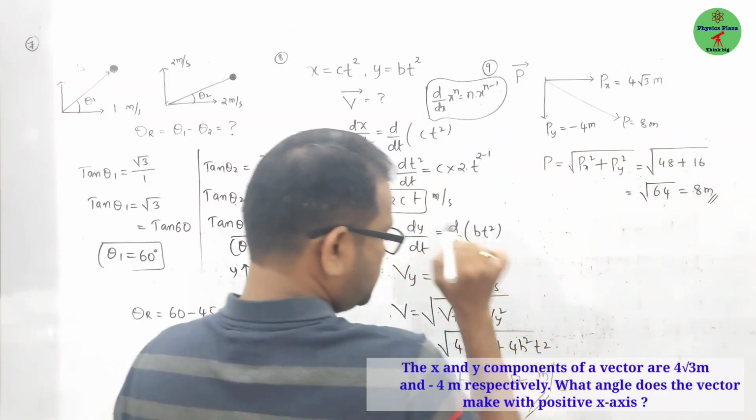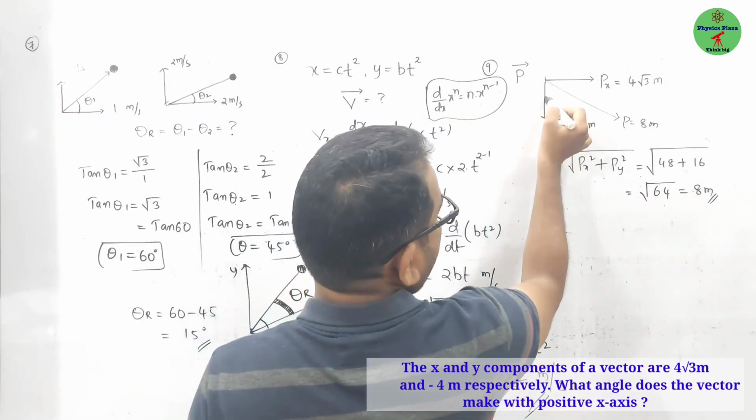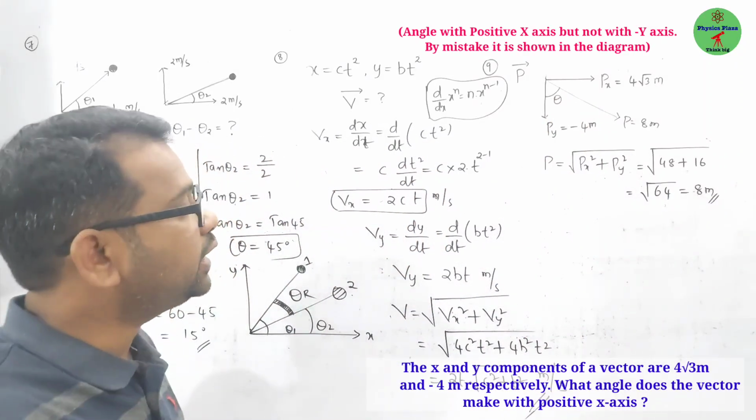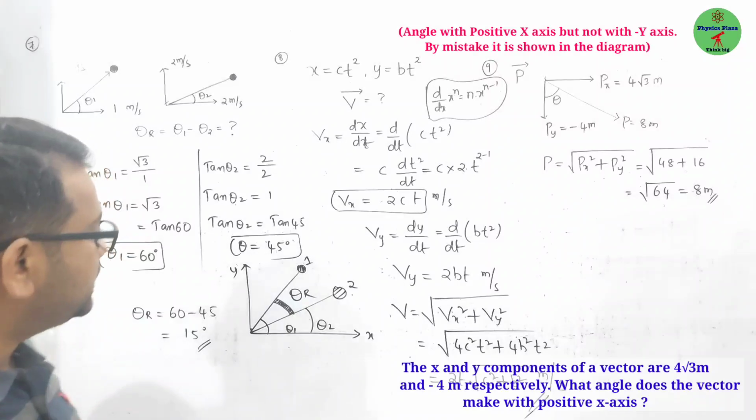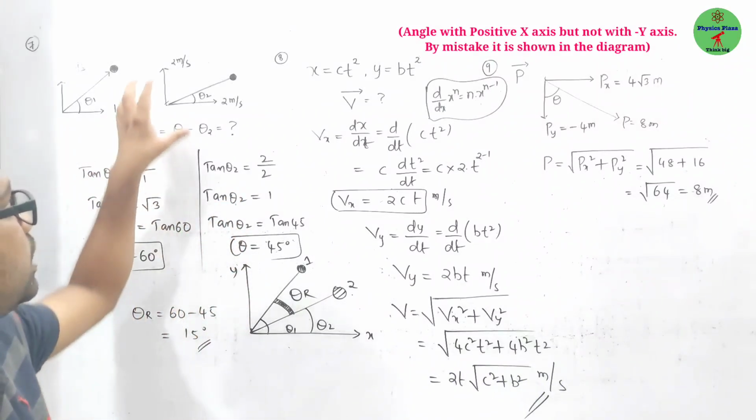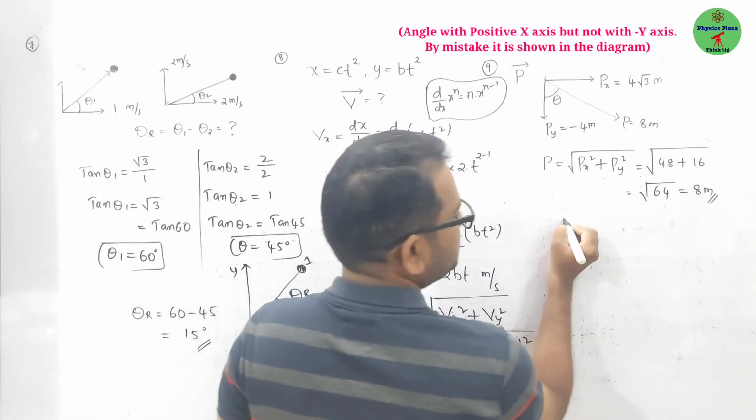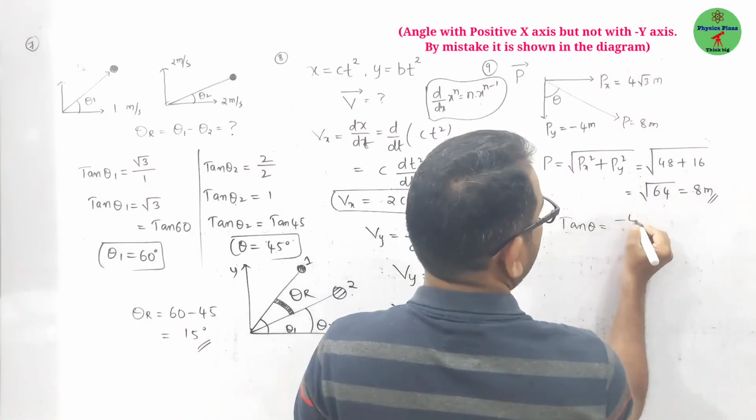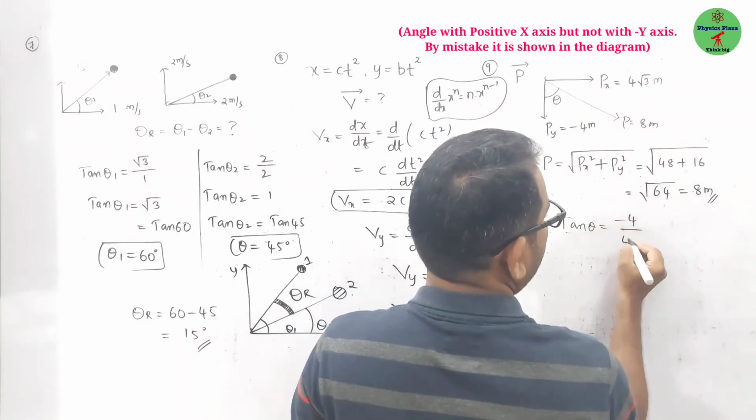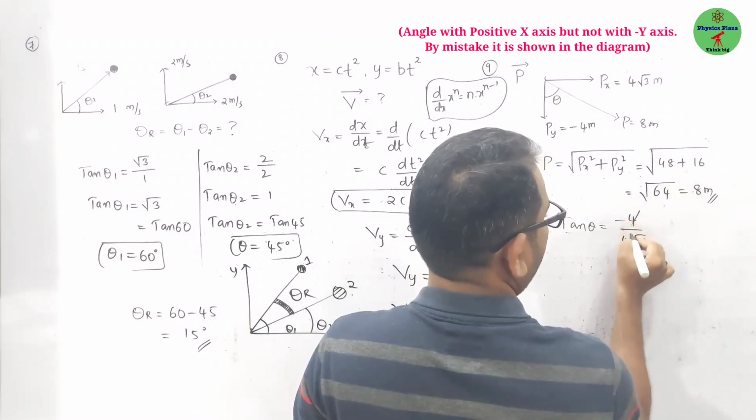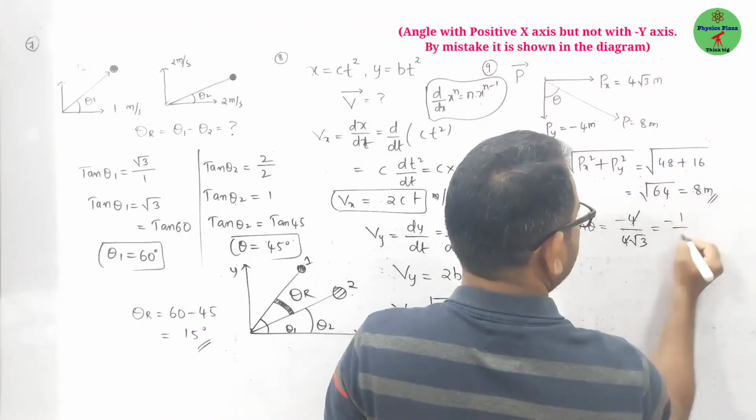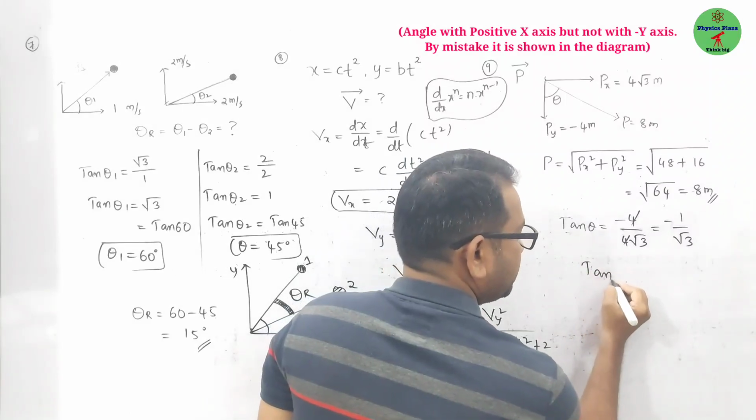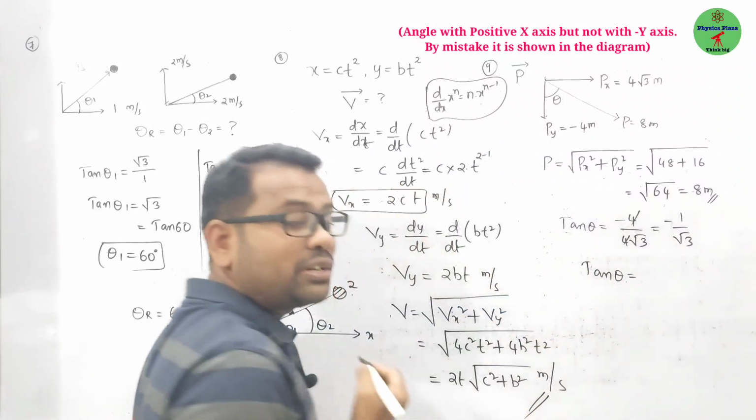Now they are asking us to calculate this angle, right? How to calculate? Same concept. Tan theta is equal to y component by x component. Tan theta is equal to y component is minus 4, x component is 4 root 3, 4 4 cancel. This is going to be minus 1 by root 3. So tan theta is equal to minus 1 by root 3.